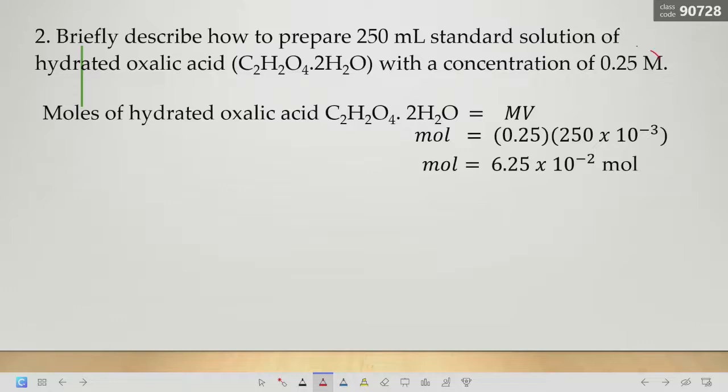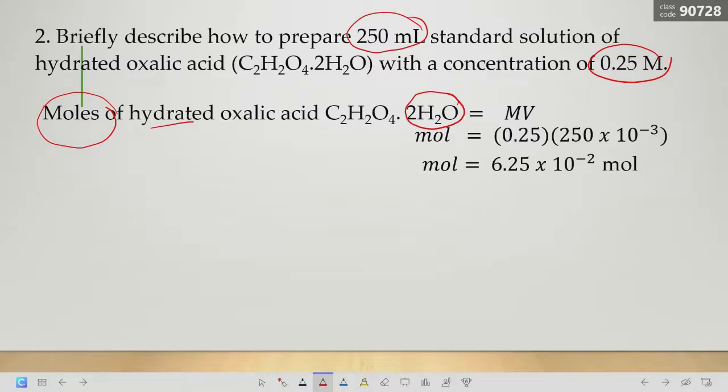0.25 molar, just refer to the molarity, and then you kena tahu dia kena pakai yang dia punya standard solution dalam volumetric flask dia mesti 250. So you boleh buat. First thing you cari dia punya number of mole, number of mole of oxalic acid. What does hydrated mean? Maksudnya dia surrounded by 2 mole of H2O.